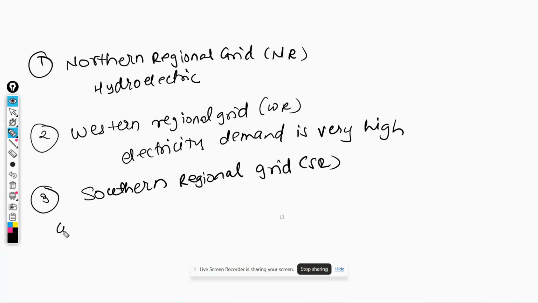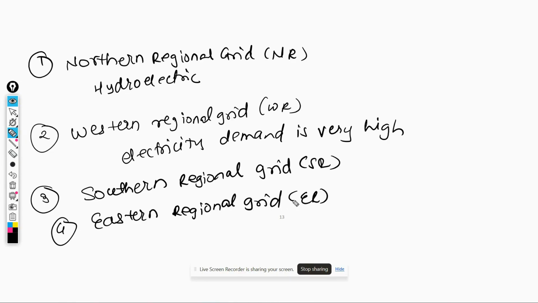Then the next regional grid was the Eastern Regional Grid. The Eastern region mainly utilizes India's rich coal resources. In this region, the states are West Bengal, Bihar, Odisha, Jharkhand, and Sikkim.